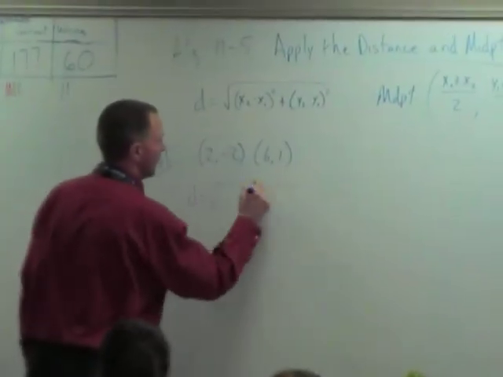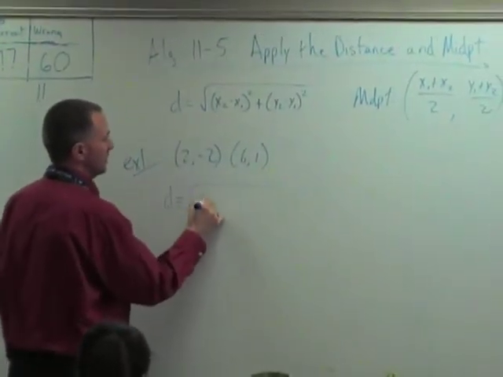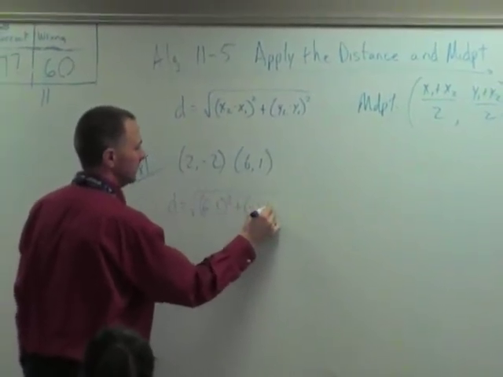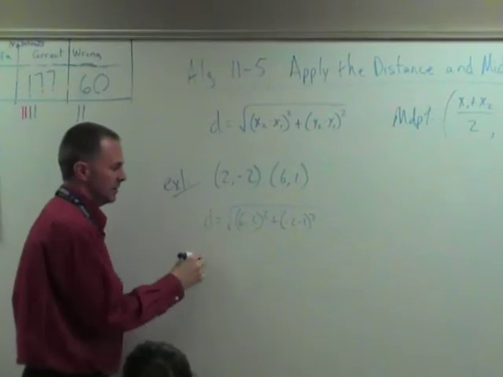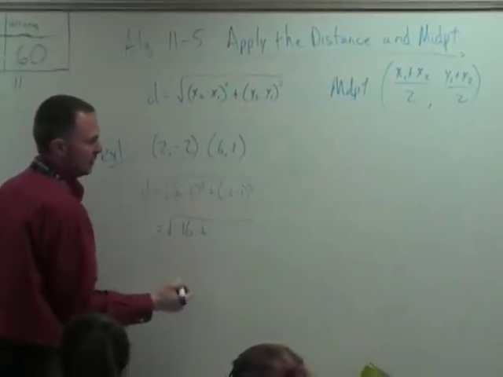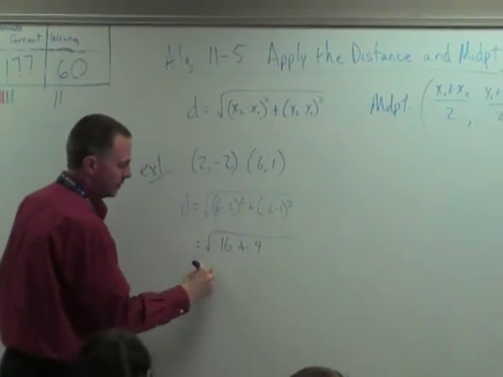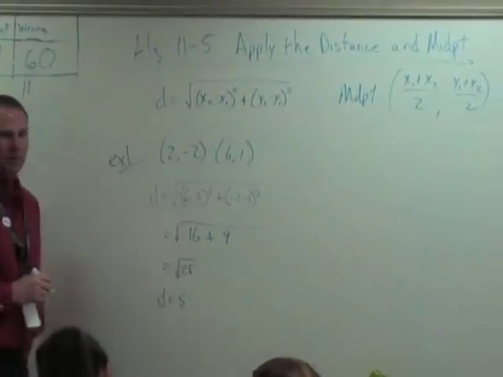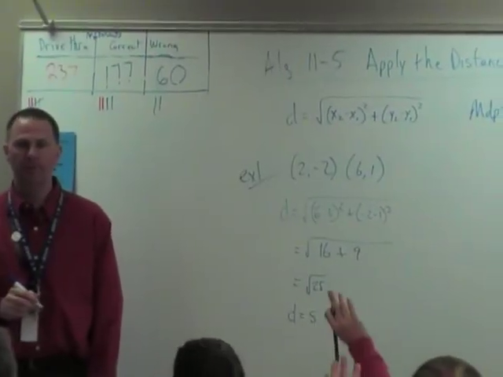All right, so this is what you should have gotten. Subtract your x's. Notice I went in different directions here. It doesn't matter. That's 4 squared. That's -3 squared. Square root of 25. Distance is positive. We got 5. Awesome.